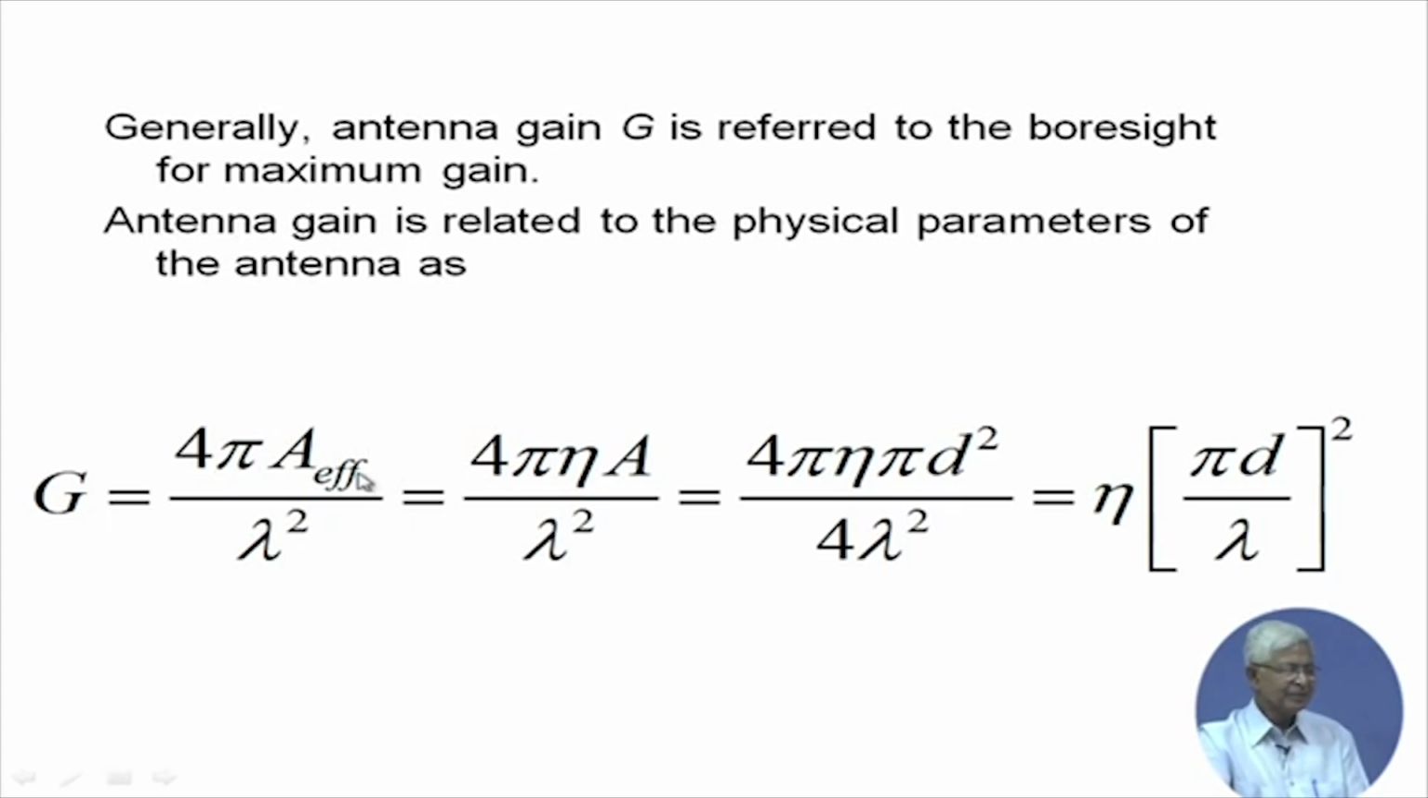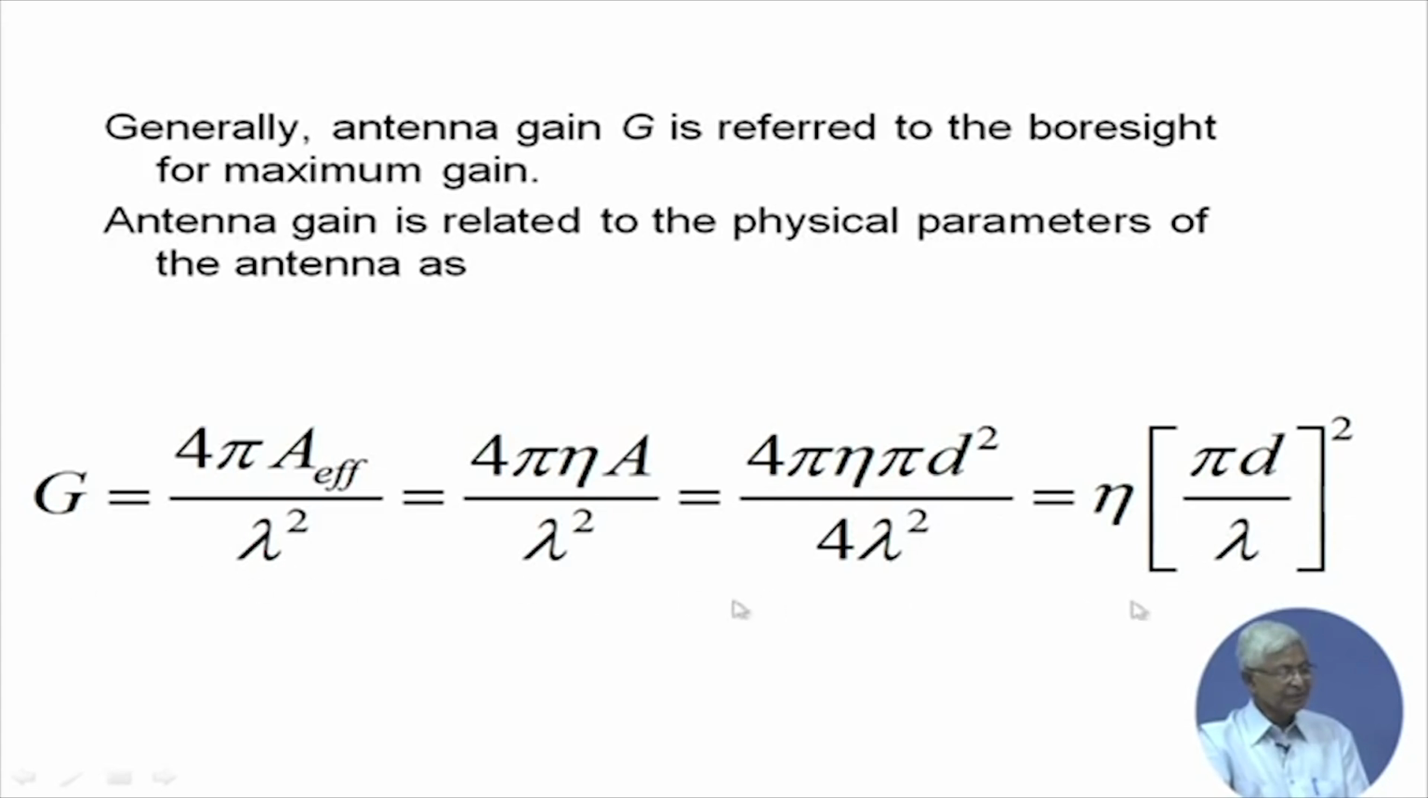This effective aperture is eta times the physical aperture, because there are certain losses in the aperture. The aperture may not transmit exactly the way it is supposed to. So, G is 4 pi eta A by lambda square, and A, as we know, is pi d square by 4. So, G is expressed in terms of eta into 4 into pi d by lambda whole square. This 4 gets cancelled, so eta into pi d by lambda whole square.